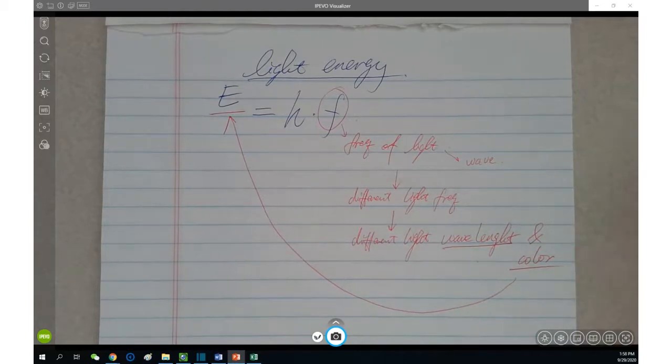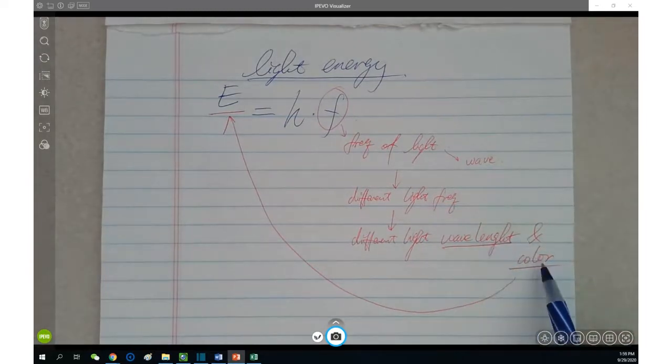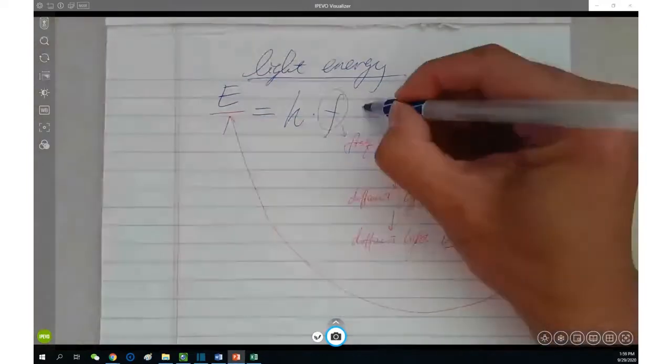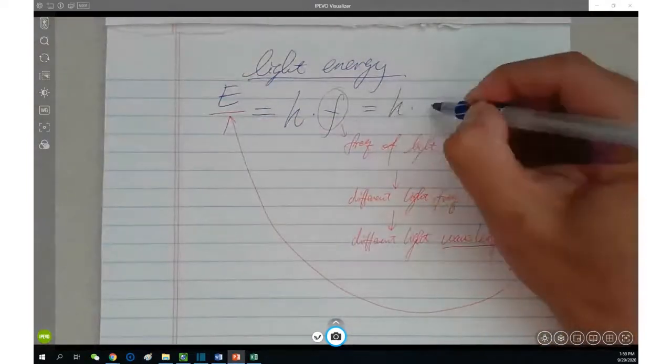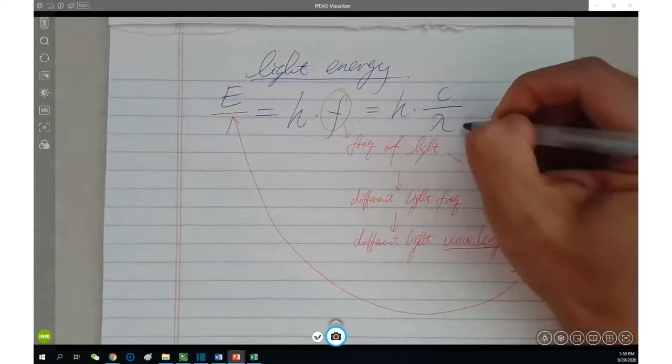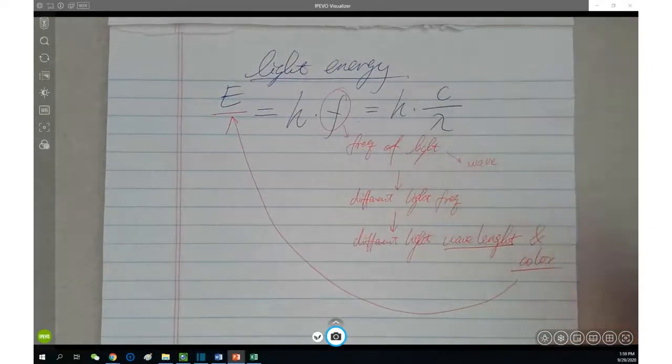And they have different colors, which means they have different energy, different frequency, different wavelengths. Therefore, how do we see the wavelengths? We can't see the color inside of the equation. However, frequency just equals C over lambda.